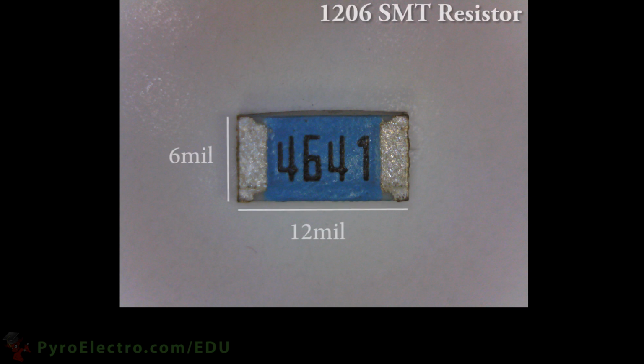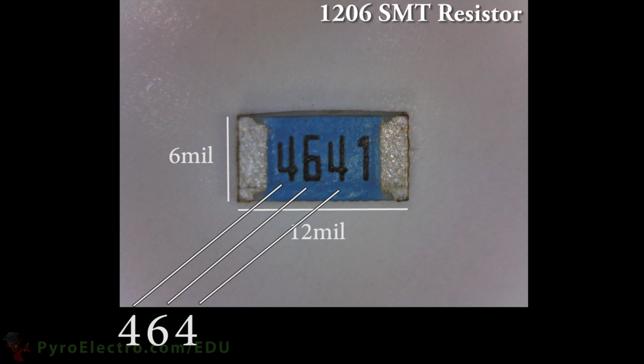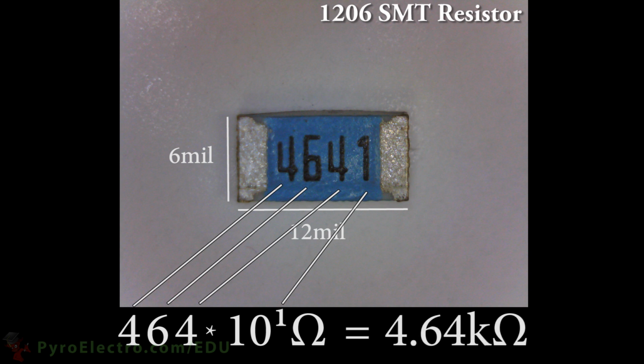This tiny component is called a surface mount resistor because it attaches to the surface of the electronic circuit board. We see there are only 4 numbers on the top. Again, the first 3 numbers are called the significant figures, and the last number is used as an exponent in 10 to the x power. And so the value of this resistor is 464 times 10 to the 1, or 4.64 kilo ohm.